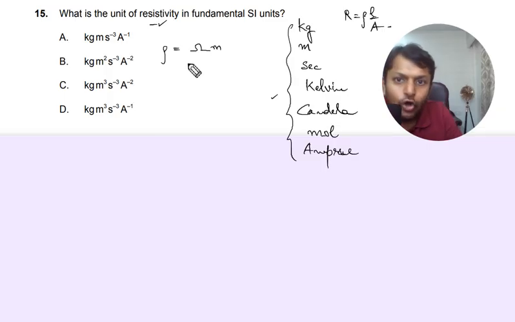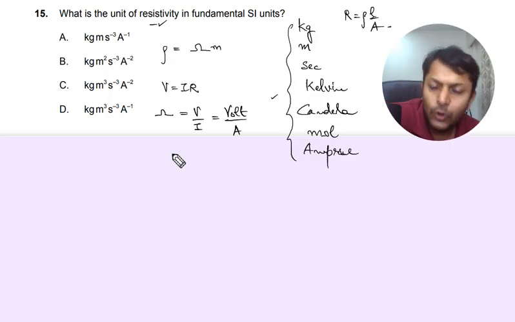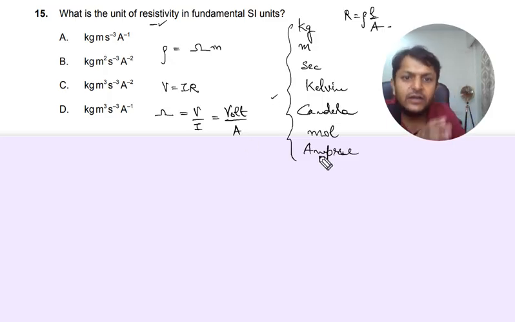Let's see. So ohm is resistance. How many formulas do we know? Only one formula, V is equal to IR. So it means that ohm is equal to V divided by I. What is the unit? Volt divided by ampere. Okay, no problem. Ampere is the fundamental unit, but volt is not in this list, so I have to think about the volt again.